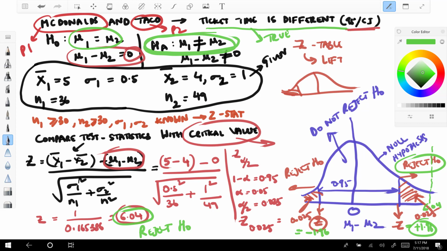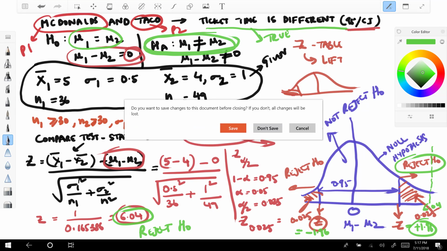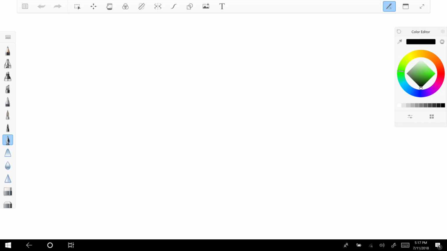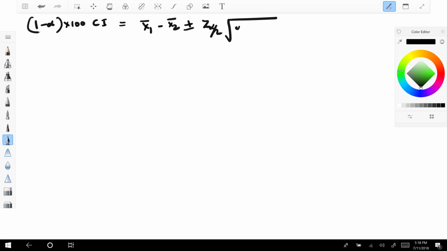Let's do the confidence interval for the same problem. So 1 minus alpha multiplied by 100% confidence interval. The formula is x1 bar minus x2 bar plus or minus z alpha over 2 times the square root of sigma 1 square by n1 plus sigma 2 square by n2.